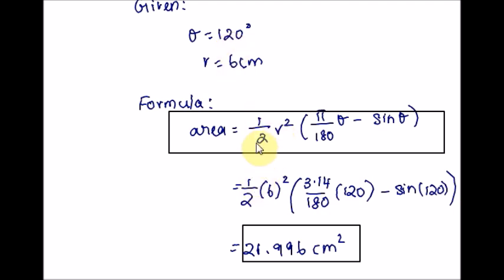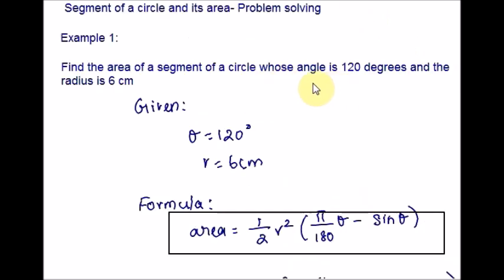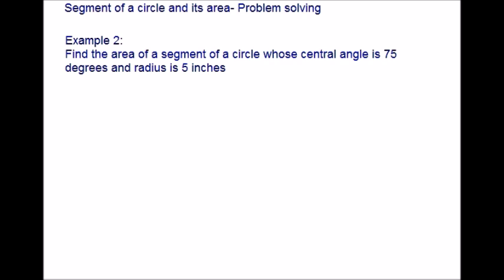Now let us see one example where we'll be finding for radians. So for radians, in the question you can see the word central angle. For this example, we got the given information as angle. Here is your example number 2. Please read the question once. Find the area of the segment of a circle with central angle of 75 degrees and radius of 5 inches.